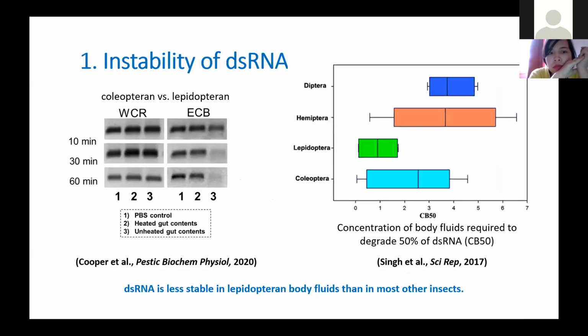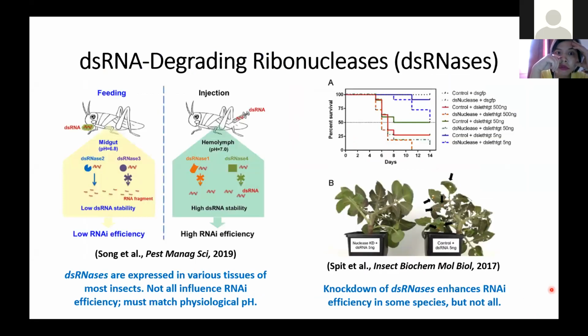So today we're going to talk about all of these in detail, and let's go ahead and begin with instability of double-stranded RNA. You can see on the left here in lane 3 that double-stranded RNA is rapidly degraded in Lepidopterans, such as the European corn borer, but it's highly stable in Coleopterans, such as the western corn rootworm. And in a study where 37 different insect species were compared, double-stranded RNA stability was highly variable between species in Coleopterans and Hemipterans. However, double-stranded RNA was usually unstable in all the Lepidopterans investigated. So instability of double-stranded RNA is a widespread issue in insects. So what's causing this problem?